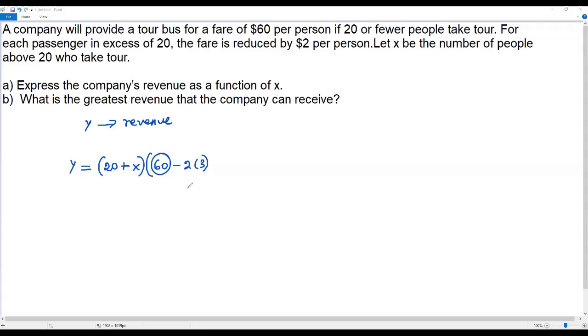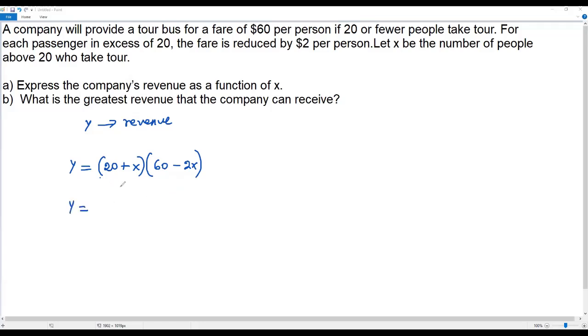How many people do we have above 20? According to the information, we have X number of people above 20. So in this place, we have to write X. What if X equals 0? If X equals 0, then the number of people who take the tour will be 20, and 2 times 0 will be 0, so we have the actual fare here. If X is equal to 1, the number of people who take the tour will be 21, and the fare per person will be $58, because 2 times 1 is 2. When 2 is subtracted from 60, it becomes $58. So this expression gives the company's revenue. Now we have expressed the company's revenue as a function of X.